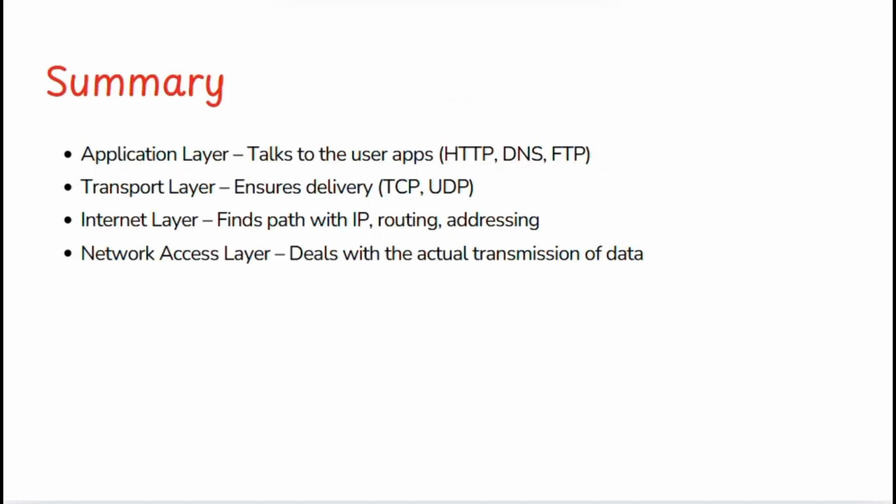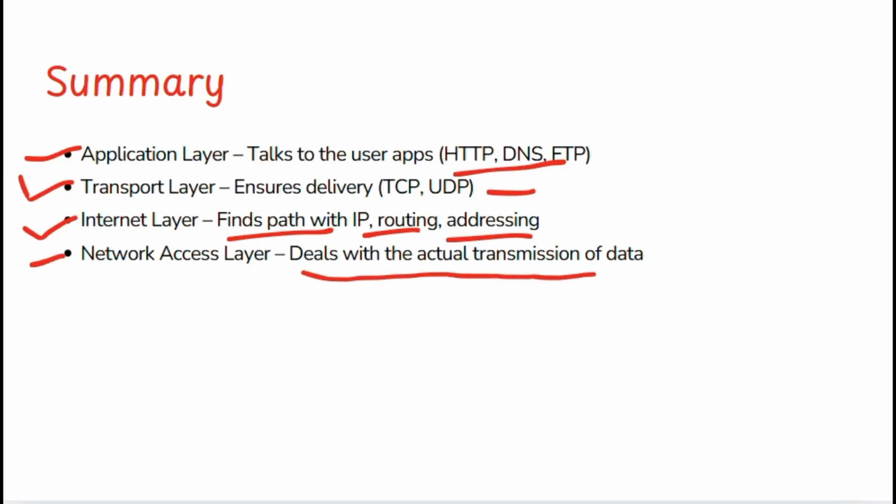Let's quickly summarize what we learned in this video. The application layer talks to the user apps with the help of HTTP, DNS and FTP protocols. The transport layer ensures reliable and unreliable delivery with the help of TCP and UDP protocols. Third is the internet layer, which finds the path with IP addressing and routing. And fourth is the network access layer, which deals with the actual transmission of data, physically sending the data over the network. Each layer plays an important role to deliver your data to the correct destination.